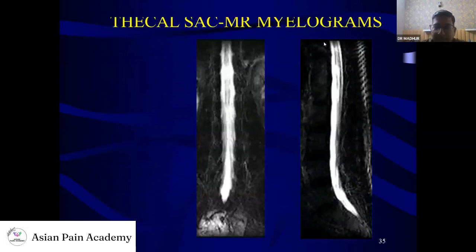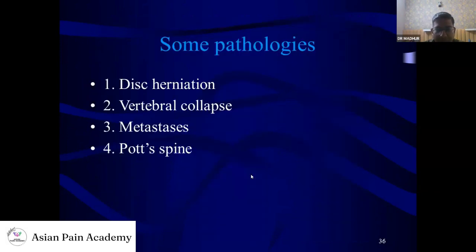These are thecal sac myelograms, which are not much useful nowadays because of the extensive evolution of T1, T2, axial, and coronal imaging. But sometimes a prominent disc bulge can very well be seen directly on the myelogram, and we can see there is a stenosis of the canal and a compression of the thecal sac. Other utilities: sometimes a tiny perineural cyst or an arachnoid cyst can be very well seen along the bilateral exiting nerve roots from the cord.